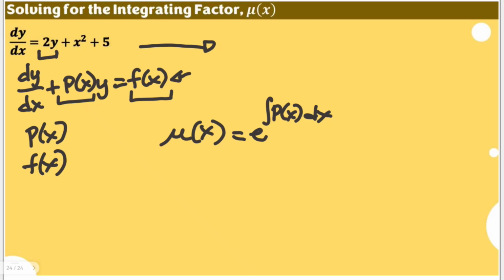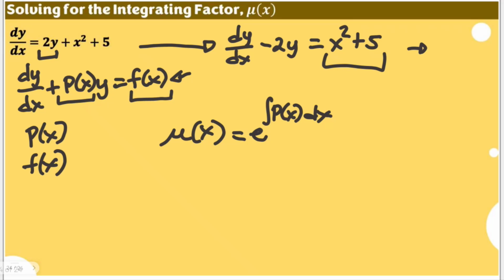So what we need to do is subtract 2y from both sides of our equation. So you will have here dy over dx minus 2y equal to x squared plus 5. That would mean 2y is now moved to the left hand side of the equation. This would be our f of x: x squared plus 5. Please take note of this, because we'll be using that in a separate video.